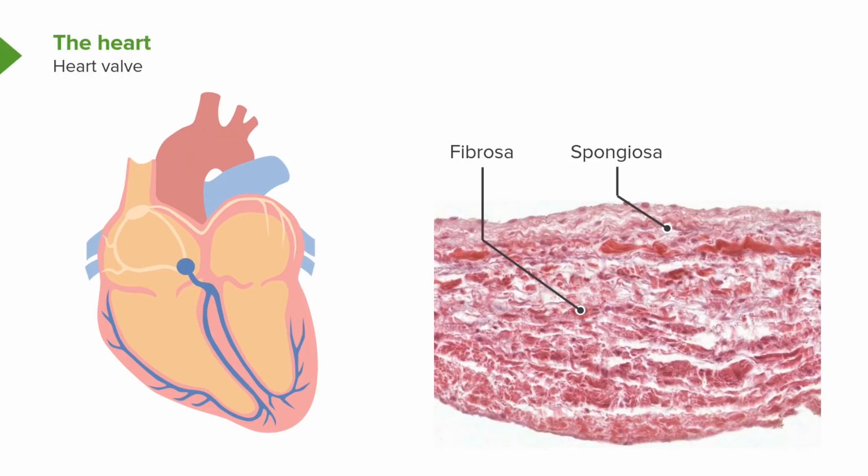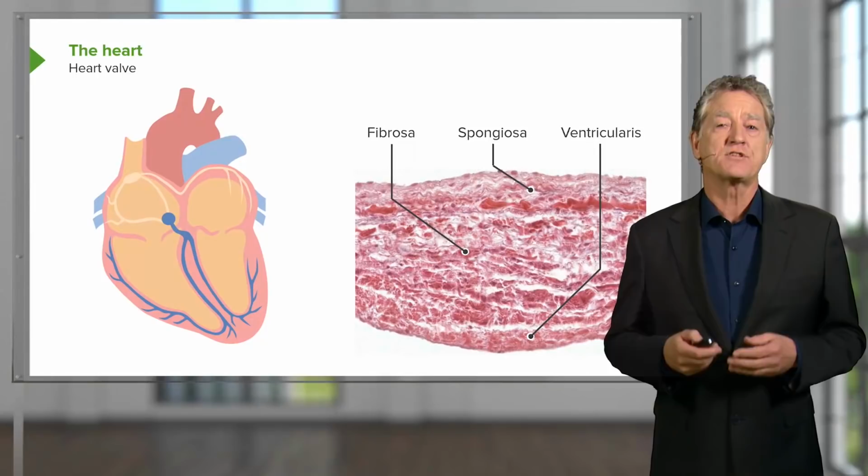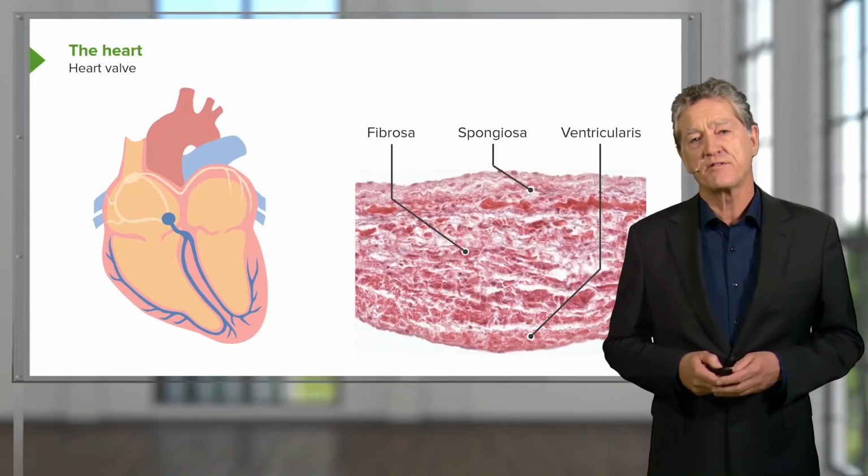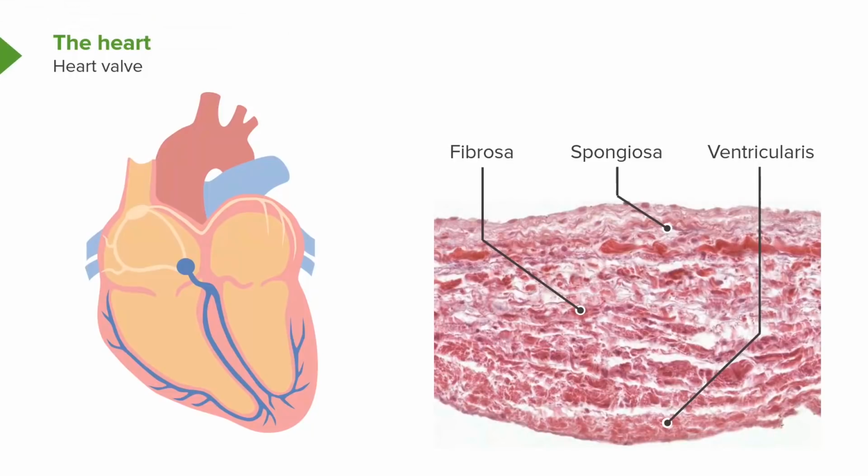And finally, the layer below is called the ventricularis. This is the layer of tissue that's adjacent to the ventricle space. And that's dense connective tissue as well, and it becomes continuous with the chorda tendineae, structures that extend from the heart valves between the atria and ventricles that attach to little papillary muscles inside the ventricle and stop the valves from opening in the wrong direction during contraction of the ventricle.